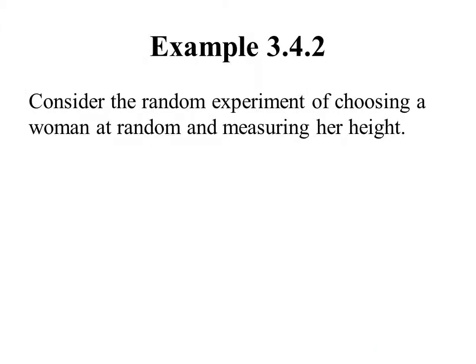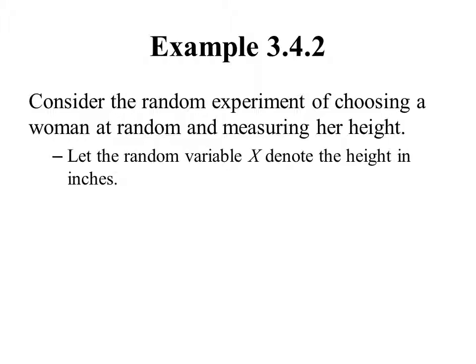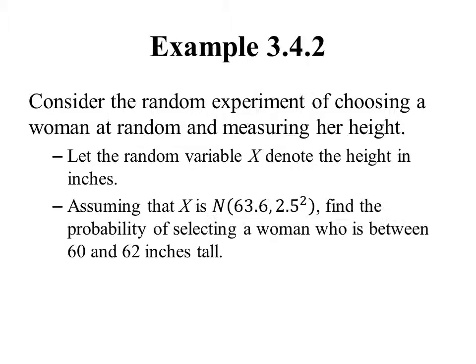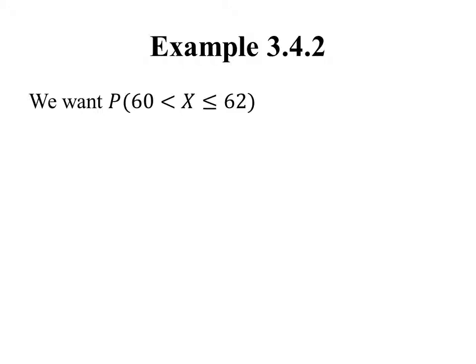Okay, so let's do a simple example of an application of this. Consider the random experiment of choosing a woman at random and measuring her height. Let the random variable X denote the height in inches, and we're going to assume that X has a normal distribution with mean 63.6 and variance 2.5 squared. Based on that assumption, find the probability of selecting a woman who is between 60 and 62 inches tall. In mathematical notation, we want to know the probability that X is between 60 and 62.